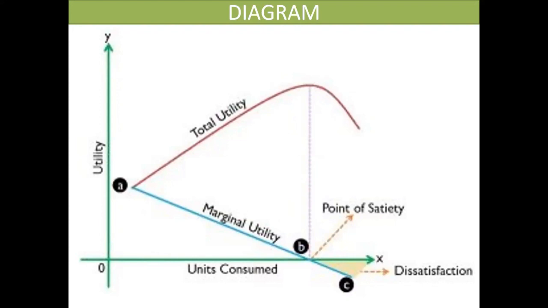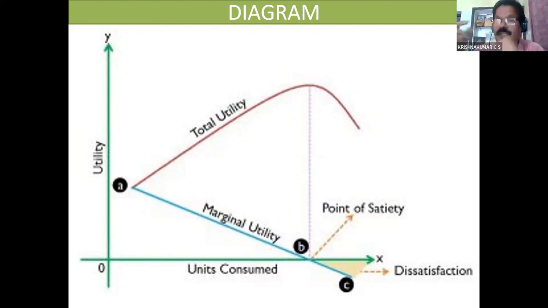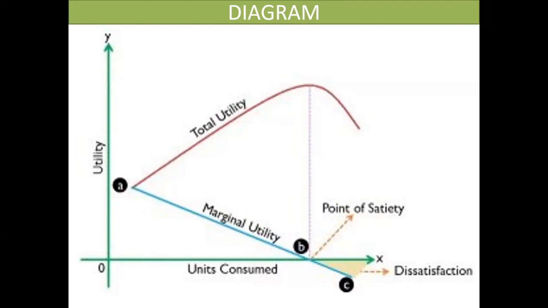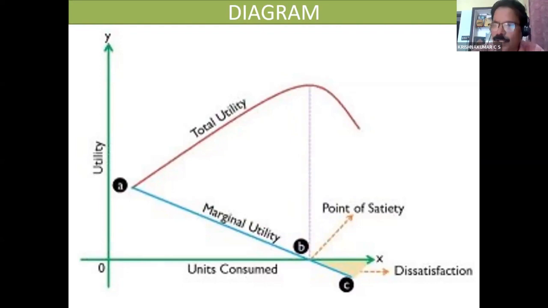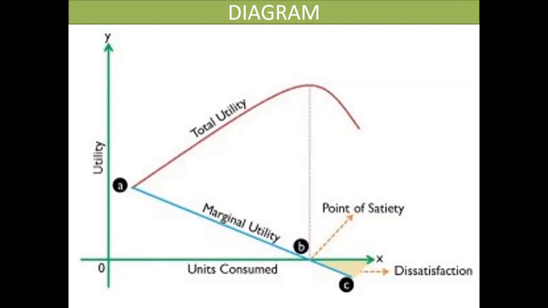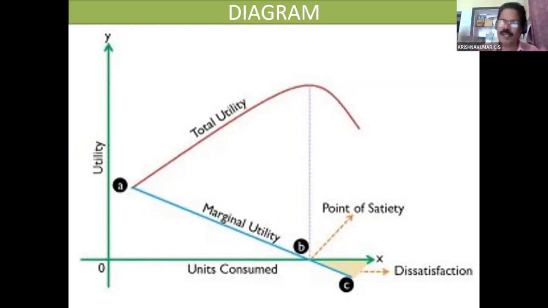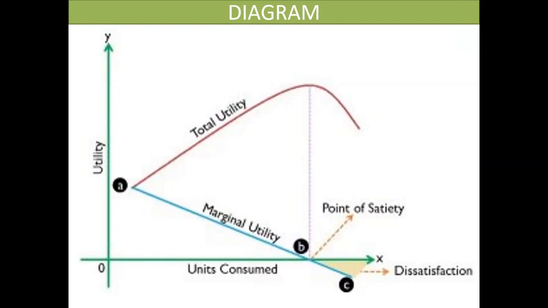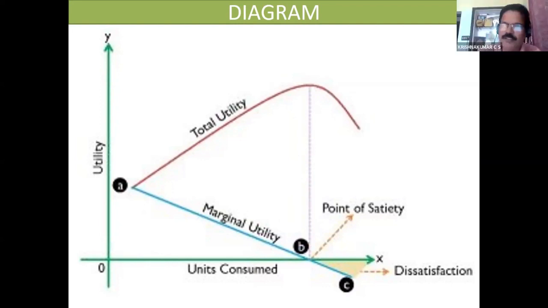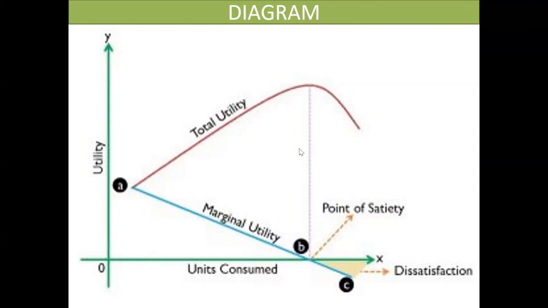Anything else? So we have seen the consumer has to be rational, consumption has to be continuous, all the units should be of the same quality, and consumption should be in sizable quantity. Any other? Okay, these are all the assumptions. So please touch on the assumptions and explain the law clearly to the students.